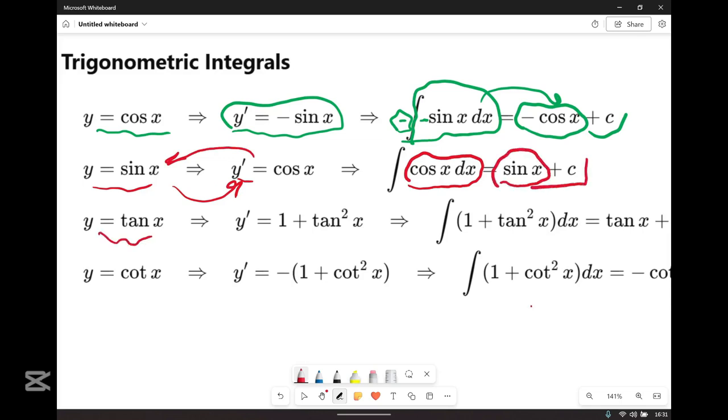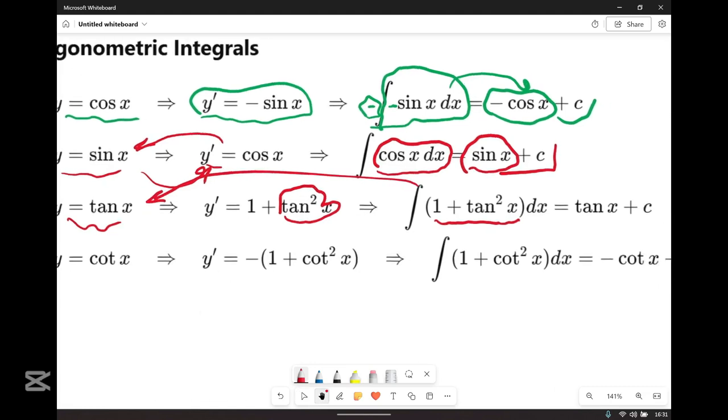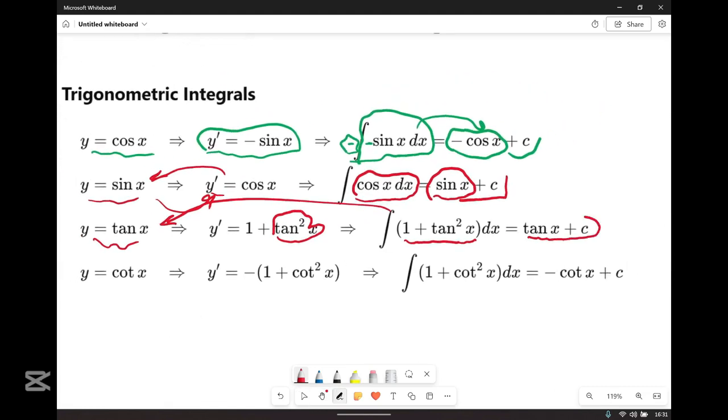What's your idea about the tangent? The derivative of tangent x is 1 plus tangent x power 2. Therefore, the integration of 1 plus tangent squared x dx is exactly the inverse of the derivative of tangent x, and therefore our total integration is tangent x plus c.